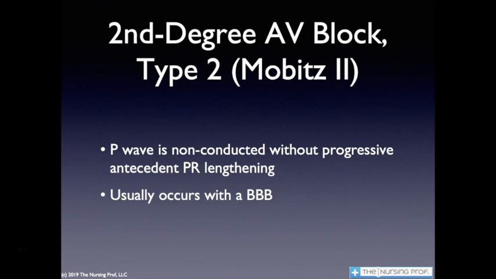Another type of a second-degree AV block is the Mobitz 2. In this case, we have a P wave that is non-conducted without a progressive PR interval.